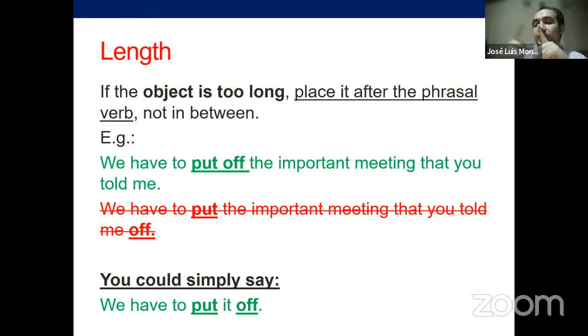Great, right? So if the object is too long, it has to be after the phrasal verb, right? Not in the middle. Or you can simply, as it says there, use the pronoun, right? So we have to put it off. It means we have to put off the important meeting that you told, because that's the object, all right?